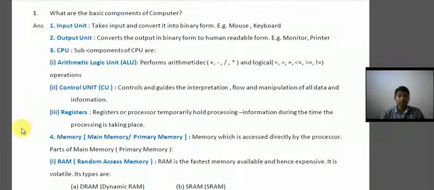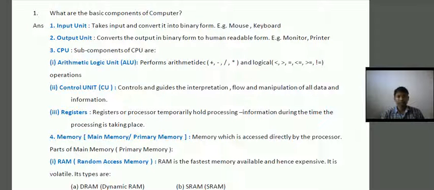Then the next is the control unit. The control unit controls and guides the interpretation, flow and manipulation of all the data and information. So it controls everything, the data that is flowing in the system. Okay. The next one is registers. Registers are also known as processors. They temporarily hold processing information, just during the time the processing is taking place. So it holds all the data of which the processing is taking place.